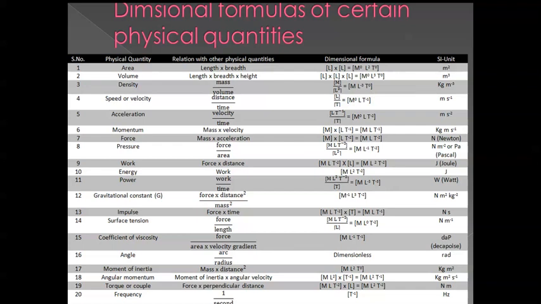This is one of the quantities in which mass is inversely proportional, M power minus 1. See all the other quantities: M power 1, M power 0, M power 1, M power 1. The negative power here shows mass is inversely proportional. This is one of the rare quantities. If mass is more, gravitational constant is less. Sorry, it is constant; if mass is more, force is less.